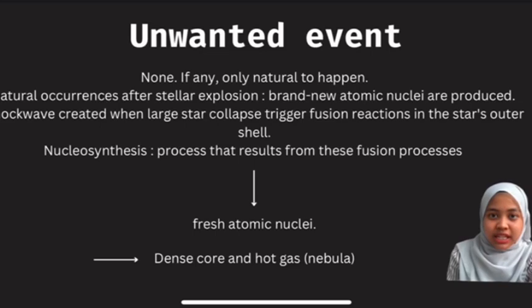The shockwave created when a large star collapses can trigger fusion reactions in the star's outer shell. Nucleosynthesis, a process that results from these fusion processes, produces fresh atomic nuclei. All that is left after a core collapse supernova is a dense core and hot gas known as a nebula. The centers of stars that are particularly massive collapse into black holes. If not, the core develops into an incredibly dense neutron star.